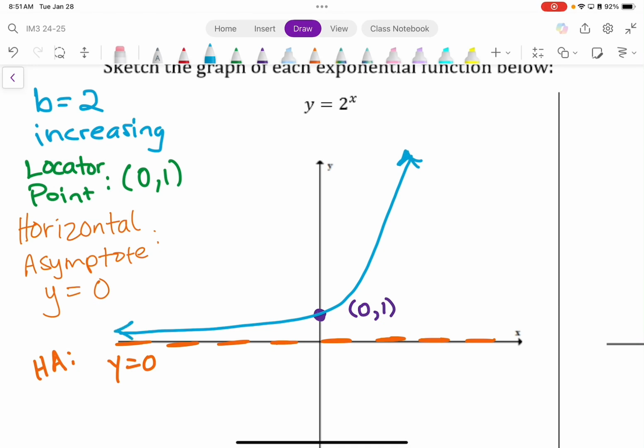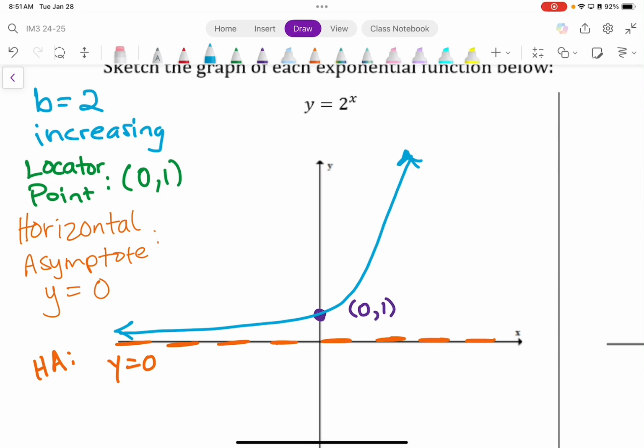So this is what we end up getting as the graph for y equals 2 to the x. It is an increasing function, meaning you start out close to your horizontal asymptote, you hit the locator point, and then you immediately start going up.